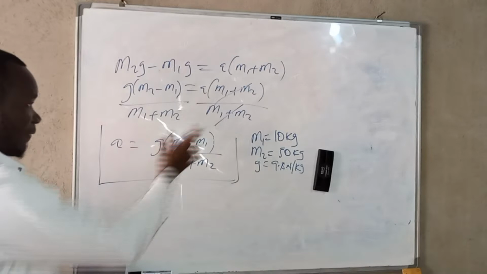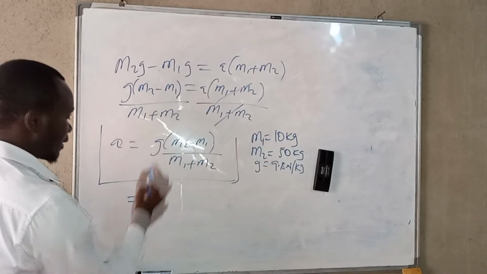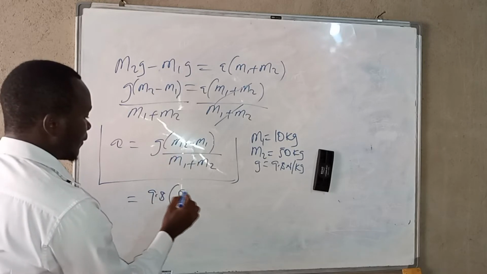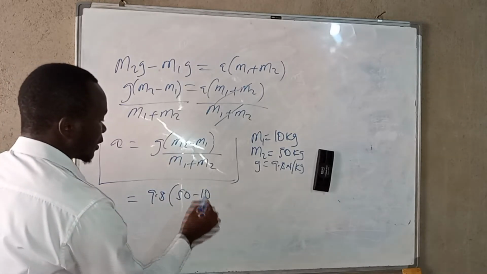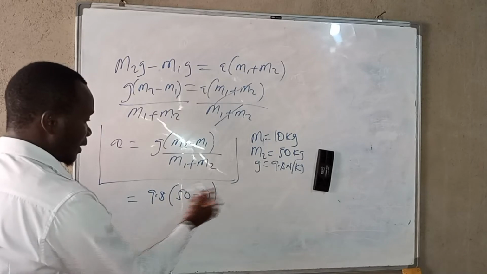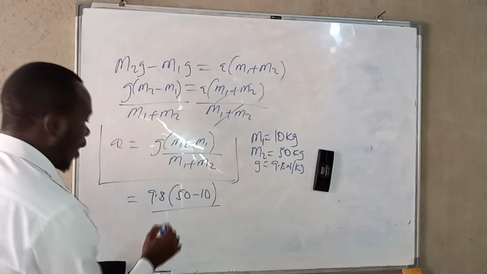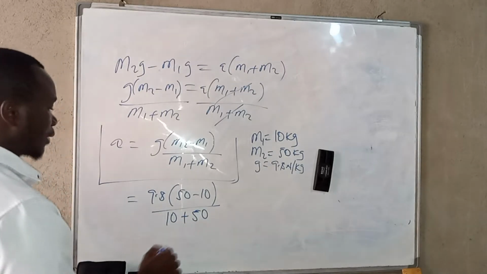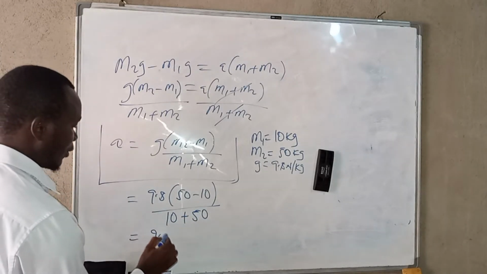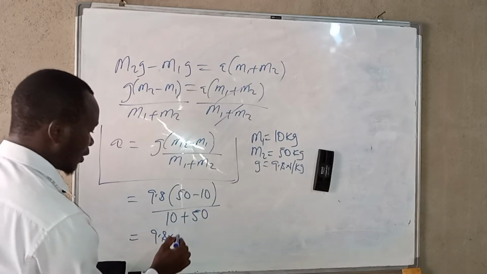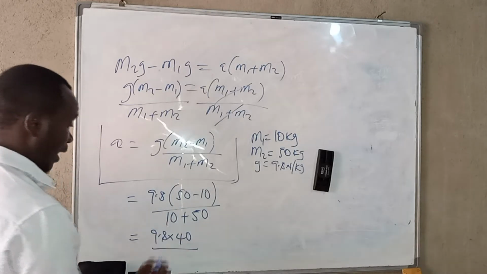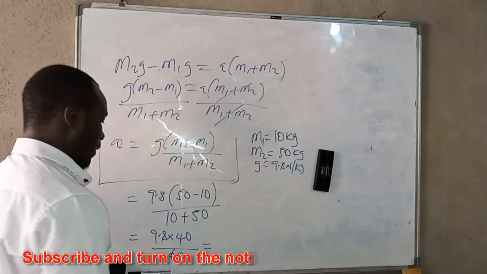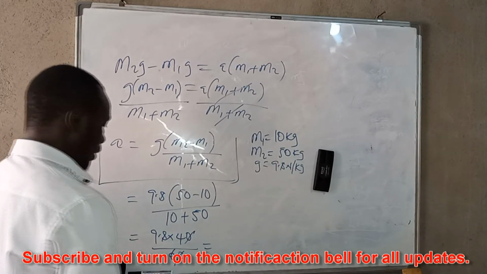So plugging in these values in this equation, we're going to have g, which is 9.8 newtons per kg, times (m2 minus m1) over (m1 plus m2), where m2 is 50 kg and m1 is 10 kg. So from this, we're going to have 9.8 times (50 minus 10, which is 40) over (10 plus 50, which is 60).